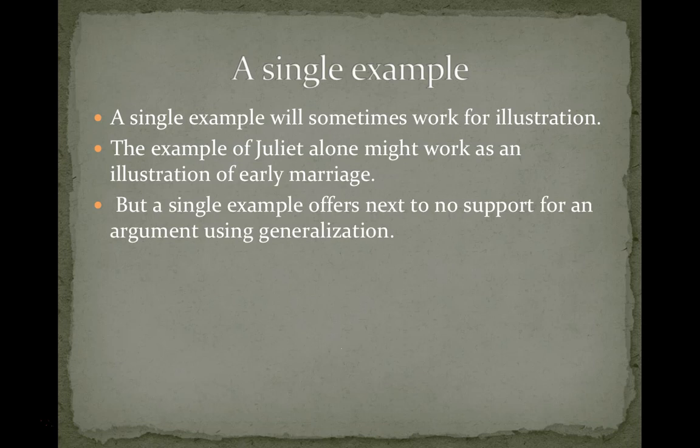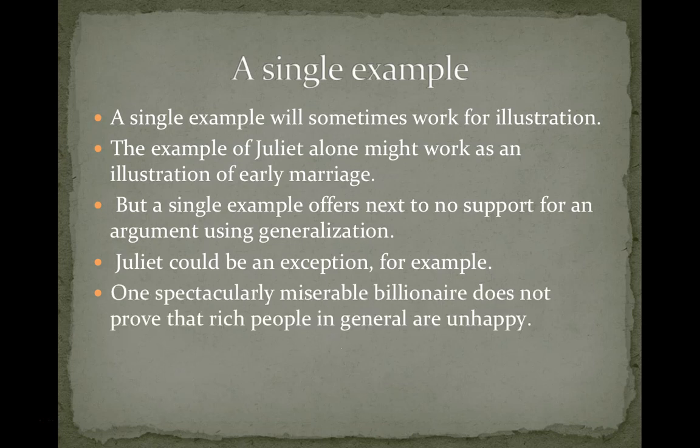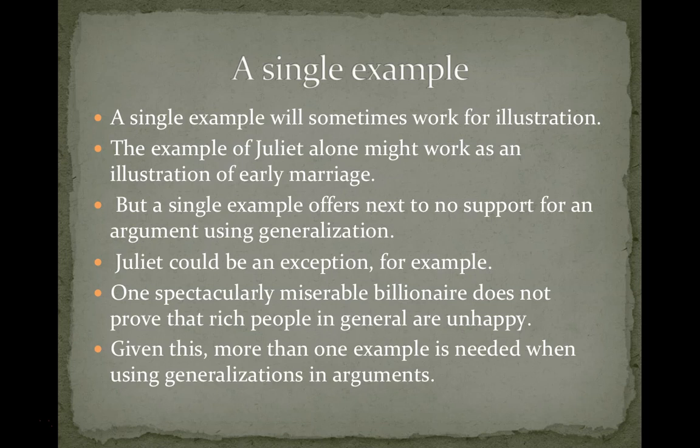But a single example offers next to no support for an argument using generalization. Juliet could be an exception, for example. One spectacularly miserable billionaire doesn't prove that rich people in general are unhappy. Given this, more than one example is needed when using generalization in an argument.